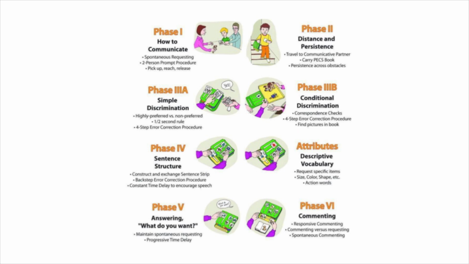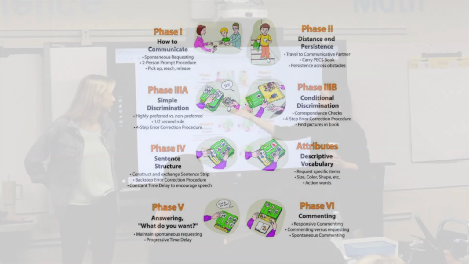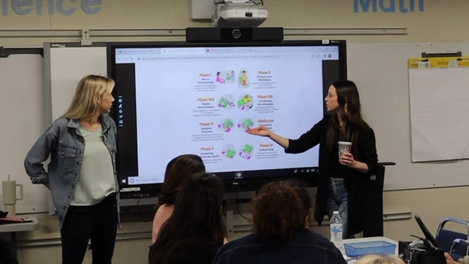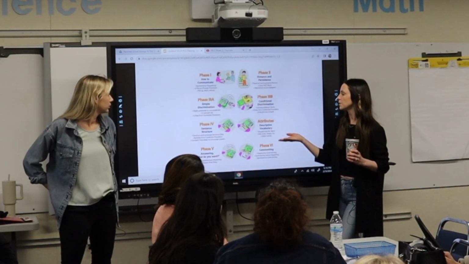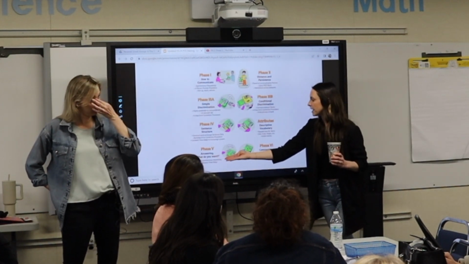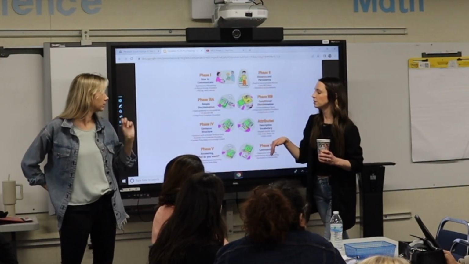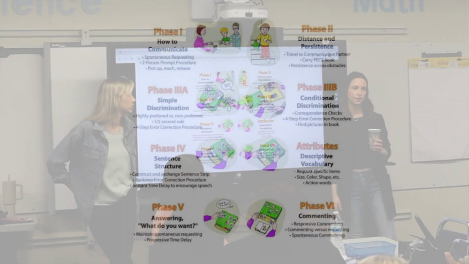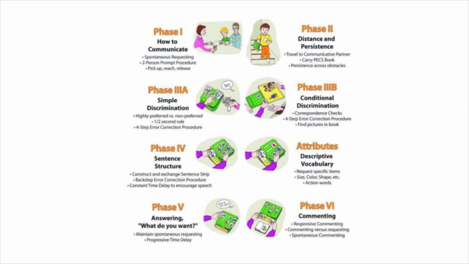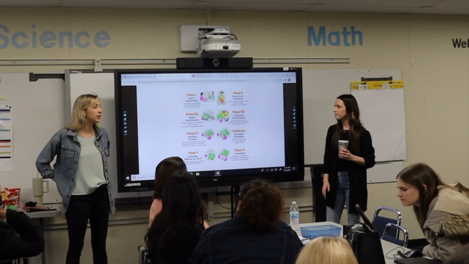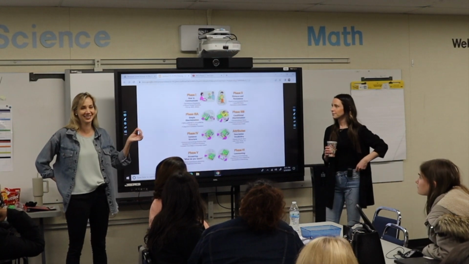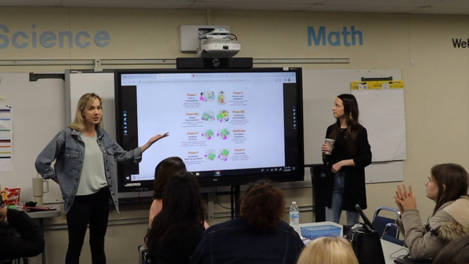So in phase 1, we are just teaching the reach and teaching the request with an icon. Phase 2 is distance and persistence, and we're introducing the book. Phase 3 is discrimination. Phase 4 is adding sentence structure and additional grammar words. Phase 5 is answering questions, and phase 6 is commenting. Through all of these, other than answering a question, they should definitely be initiating. We really want to practice not opening your hand right away and waiting until they give the reach to you. And again, it's key to have multiple communication partners, because they're not going to carry it over if they only do it with the speech language pathologist.